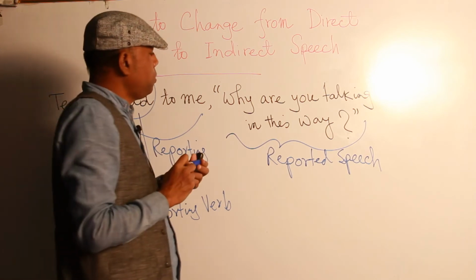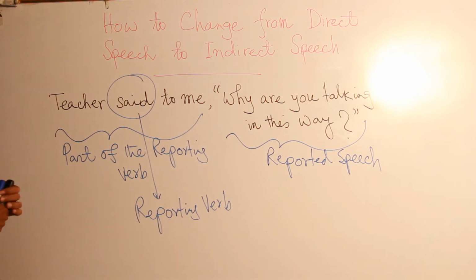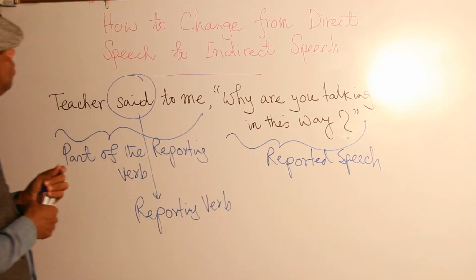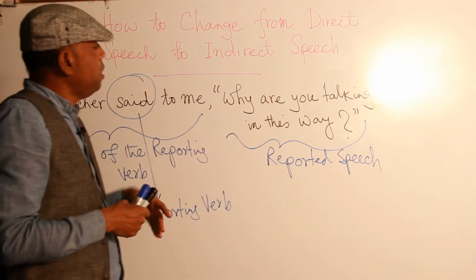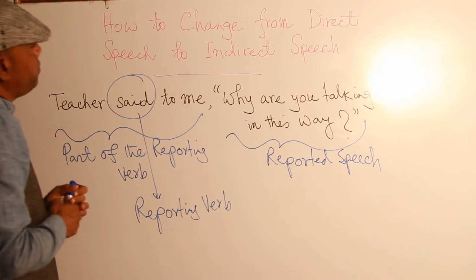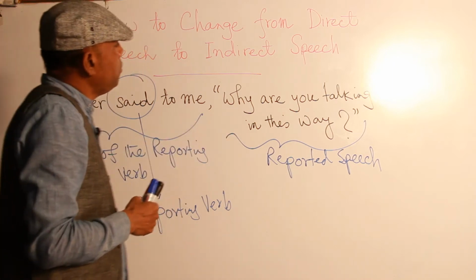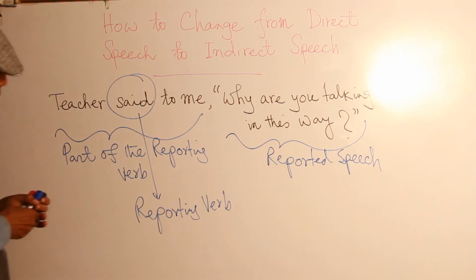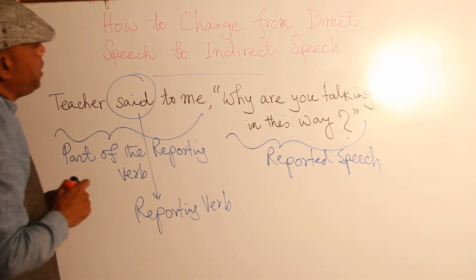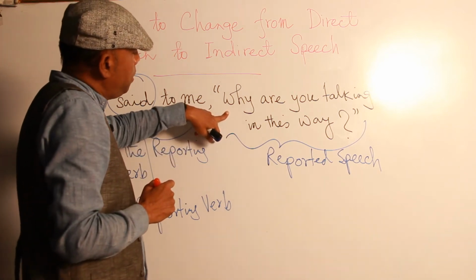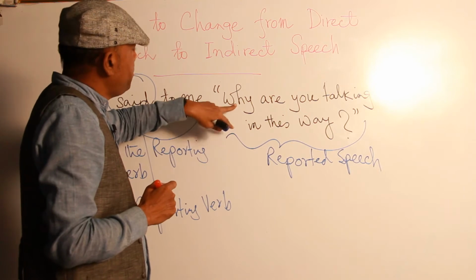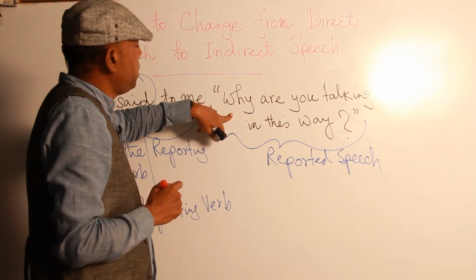Okay. So dear students, now I would like to mention some steps to change direct speech to indirect speech. If you want to change direct speech to indirect speech, we need to be very careful about 6 steps. We have to follow 6 steps. Step number 1. First, we need to check whether the sentence of the reported speech is an assertive sentence, an interrogative sentence, an imperative sentence, an optative sentence or an exclamatory sentence.